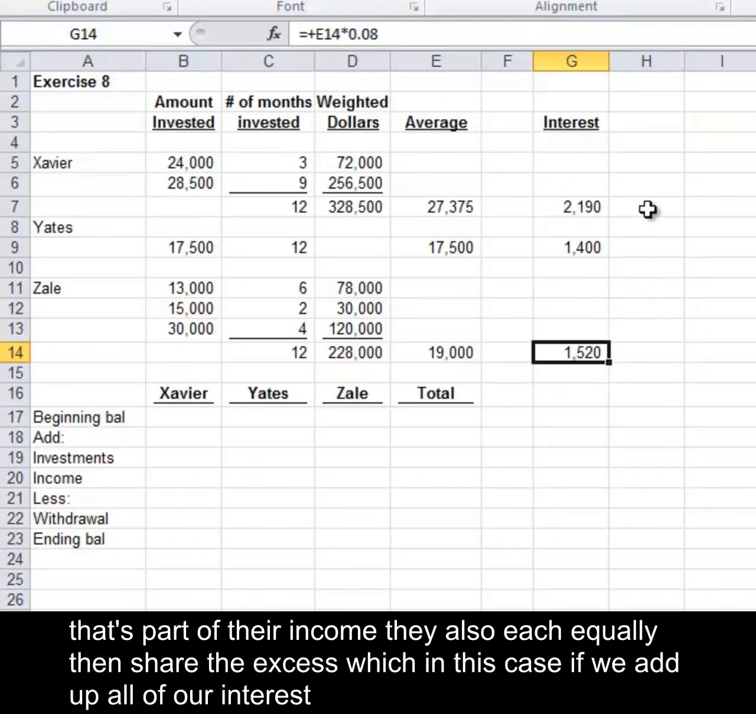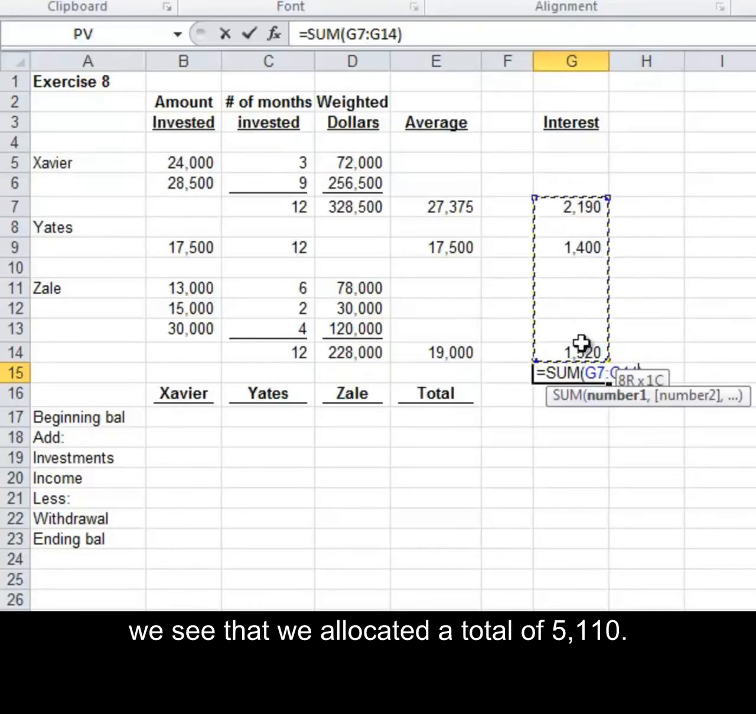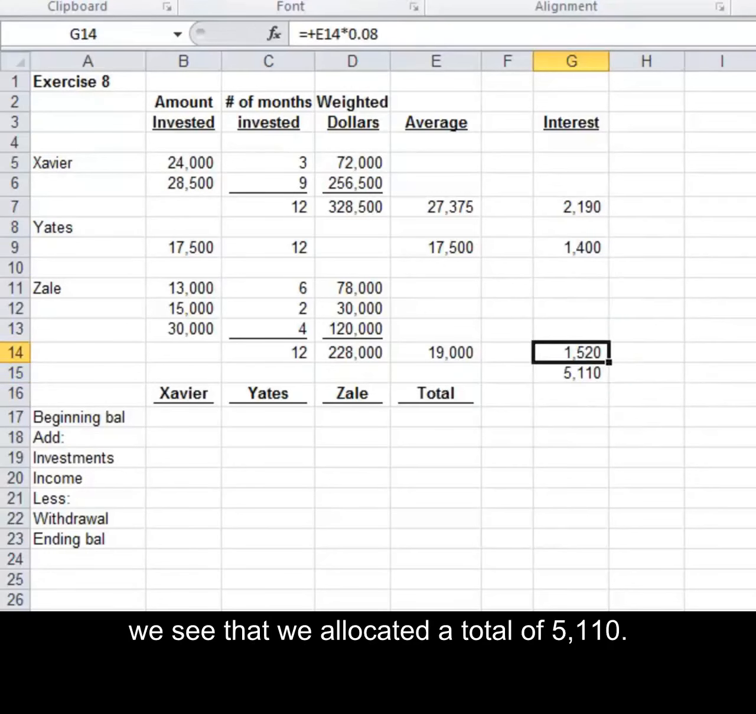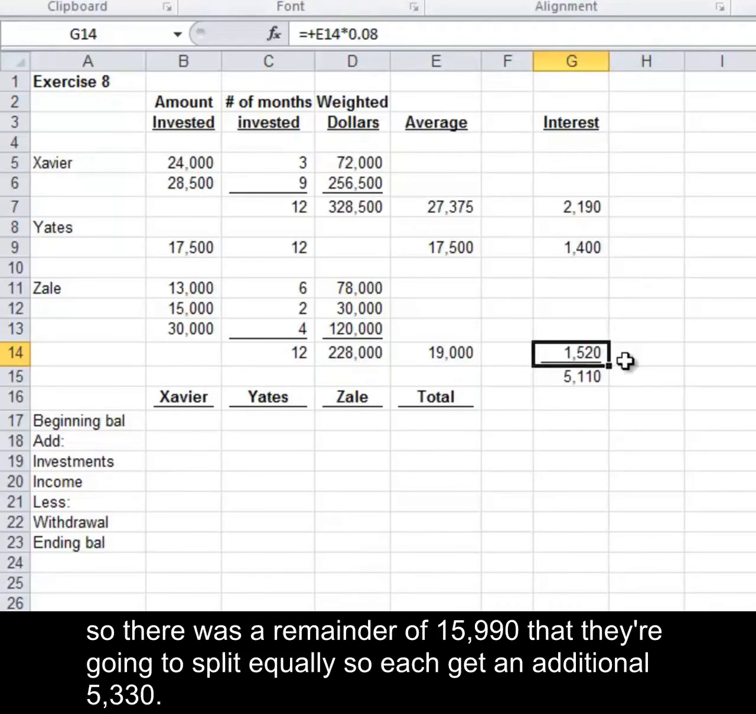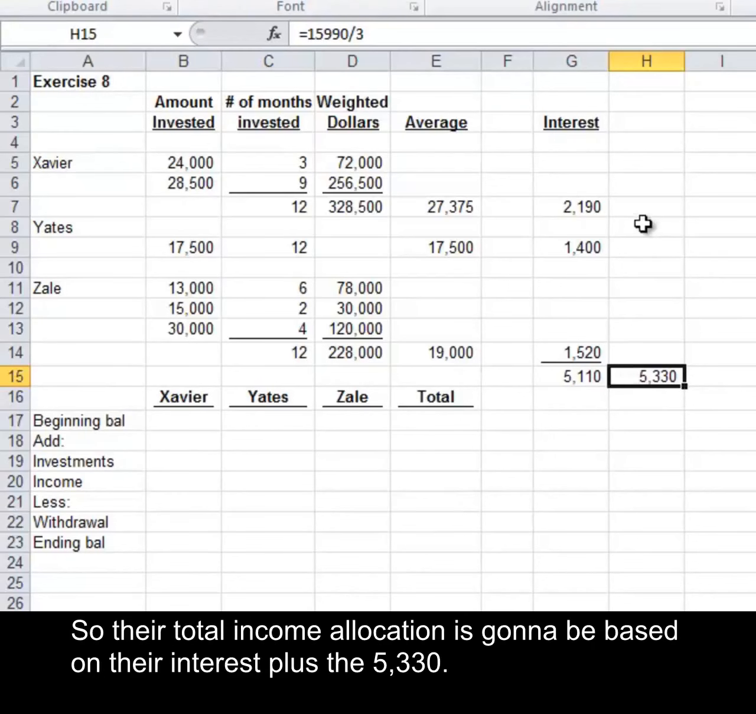They also each equally then share the excess, which in this case, if we add up all of our interest, we see that we allocated a total of 5,110. Total income was 21,100, so there was a remainder of 15,990 that they're going to split equally, so they'll each get an additional 5,330. So their total income allocation is going to be based on their interest plus the 5,330.